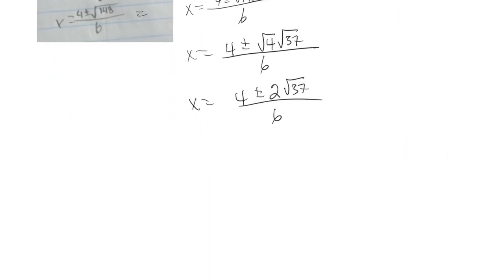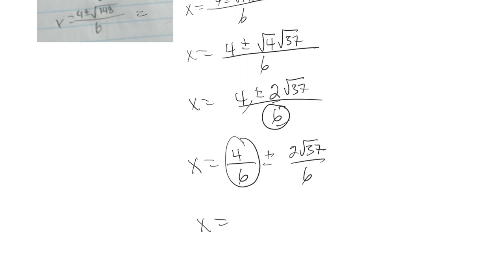Okay, and then one last thing, you can simplify all those three numbers. An easy way to do that is to say this is a common denominator. So you can write it as 4 over 6 plus or minus 2 root 37 over 6, and then simplify each fraction. This I could change to 2/3 plus or minus, 2 goes into 6 three times, so this would be root 37 over 3.